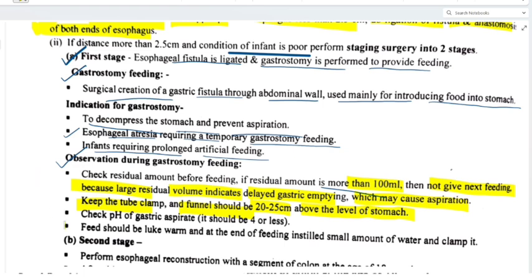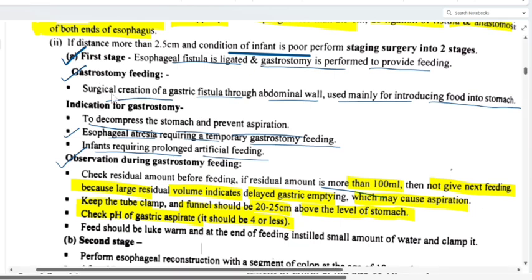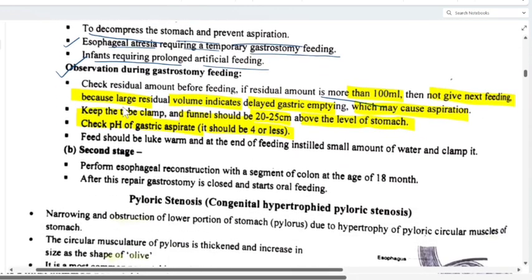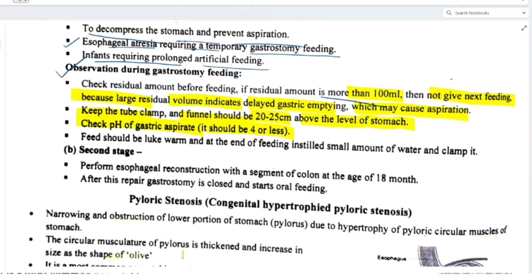Then we have to check pH of gastric aspirate. It should be 4 or less, because 4 is acidic, right? That's why it is checked, because if it is more than 4, then it is basically alkaline. That's why we have to check. Then feed should be lukewarm and at the end of feeding instill a small amount of water and clamp it, because otherwise that food will be stuck in the tube, right? That's why we are flushing with a small amount of water.